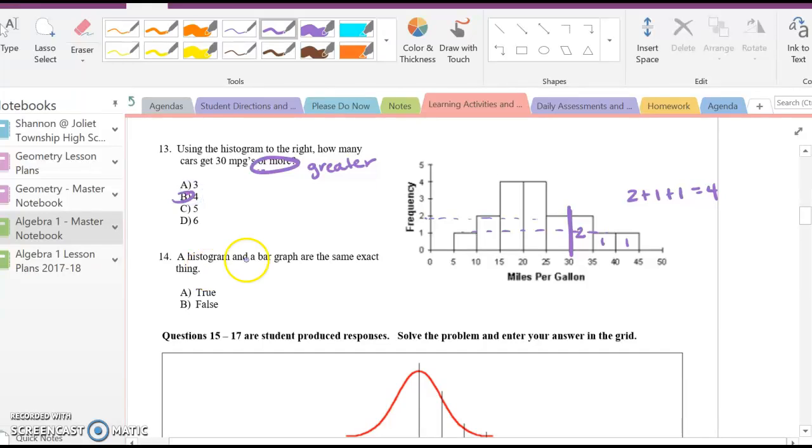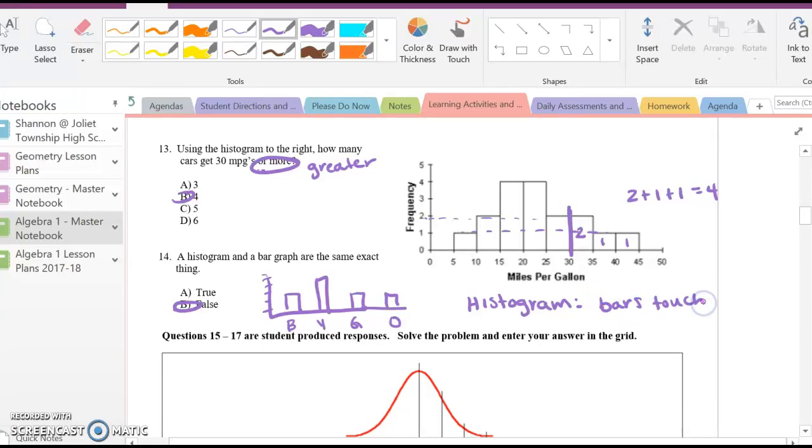And then number 14, a histogram and a bar graph are the exact same thing. That is false. A bar graph has bars that are independent of one another, and they can represent things such as color, like blue, yellow, green, or orange. They still typically measure frequencies, but the bars are spread out. Whereas in a histogram, the bars touch, and we're measuring intervals in numbers.